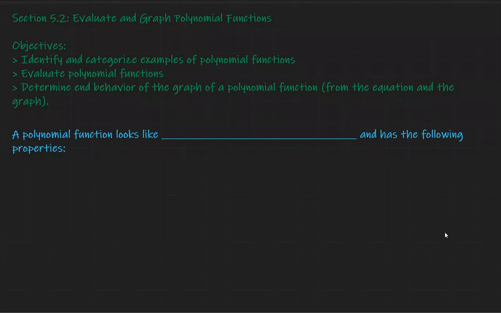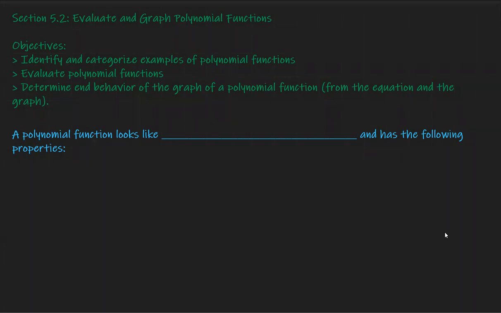Here we're going to go ahead and evaluate and graph polynomial functions. Our objectives are to identify and categorize examples of polynomial functions. Just taking a look at what a polynomial function is should kind of be review, but then we'll look into some new types of polynomials. We're already familiar with a few of them.